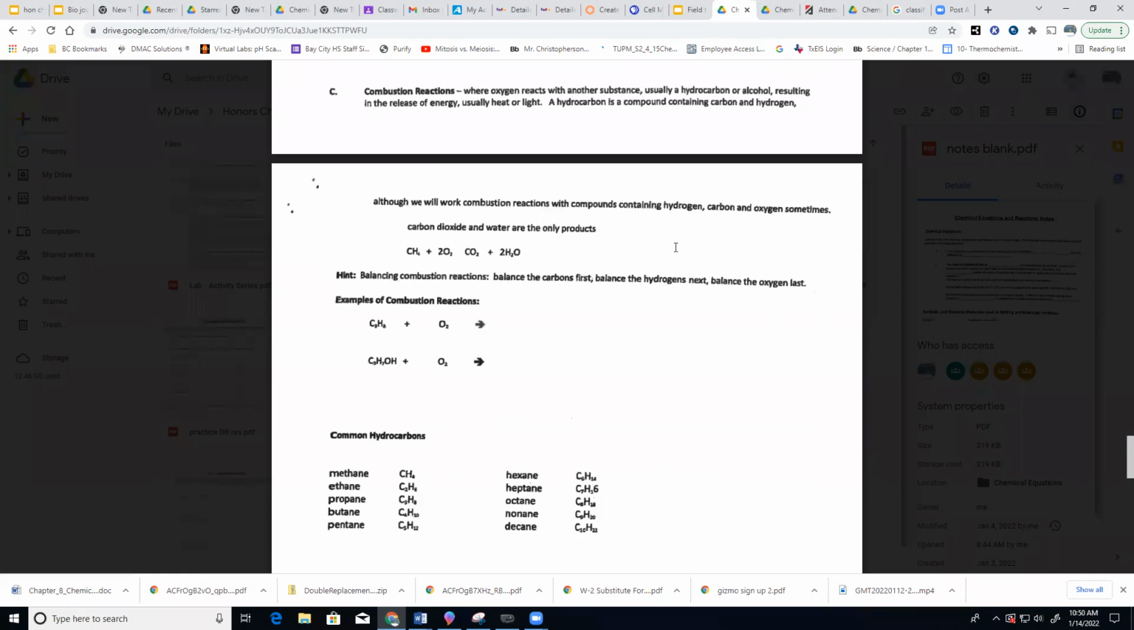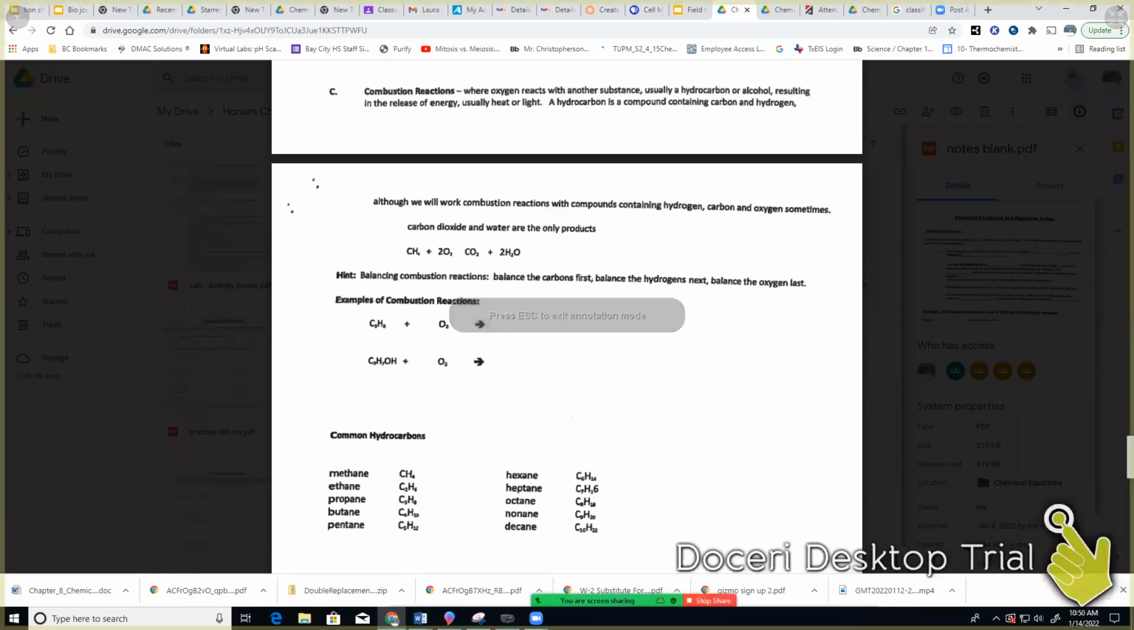So combustion reactions are when we have something being burned in the presence of oxygen. So that means oxygen is a reactant and another substance. The ones that we are going to be looking at are when it involves a hydrocarbon or an alcohol. And an alcohol is a hydrocarbon.